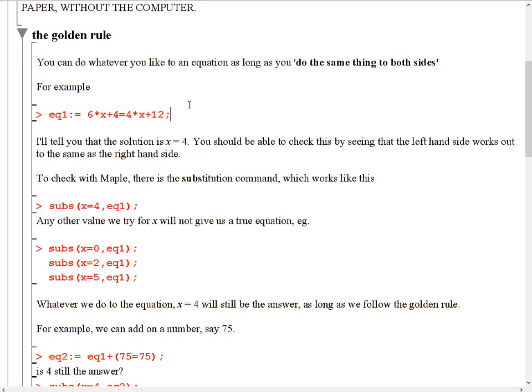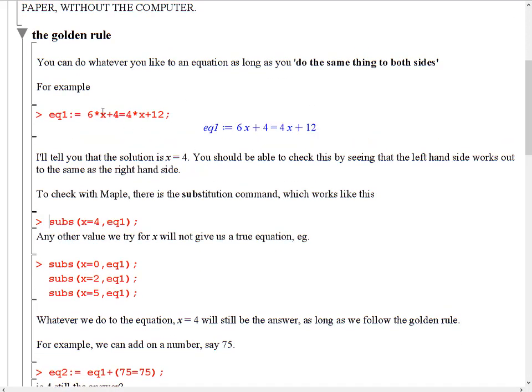So here I'm going to define an equation. Now, Maple lets you define an equation like this, so now it knows that equation 1 refers to that simple equation. Now, later we will do solving equations. For now, I will tell you the solution is x is 4.